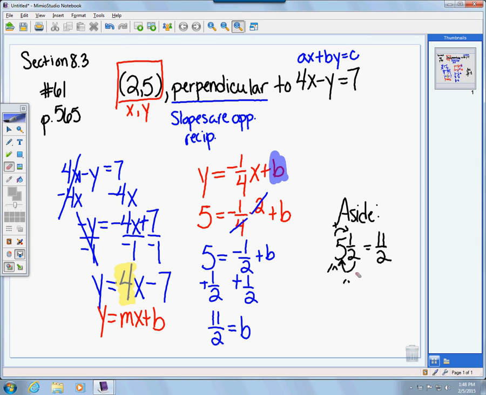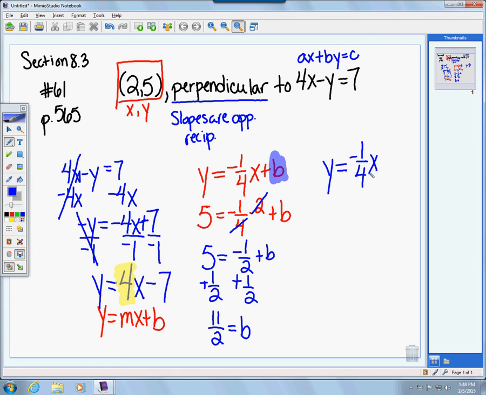All right, so clean that out. Now it's just a matter of giving our final answer. So we do want this as y equals negative 1/4 x, and then plus 11/2. And so this is your final answer.